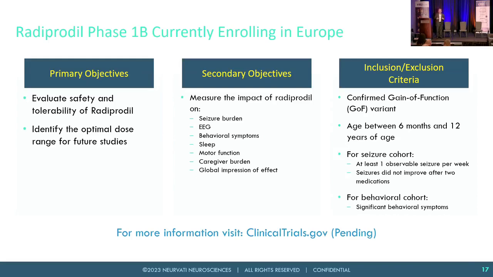And we just are right now targeting just people who have the gain of function variant of GRIN, depends on the country, 2B, 2A, 1, and age between 6 months and 12 years. And for seizure cohort, have to have some seizures. And behavioral cohort, we have tools measuring a certain level of behavioral dysfunction. So our posting in clinicaltrials.gov is still pending, and we thought it would be up by now. It just takes a little bit of time to get through the process. So the goal here again, radiprodil at first in human, trying to look for a potential effect.